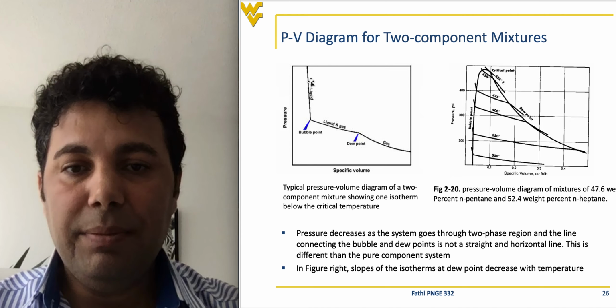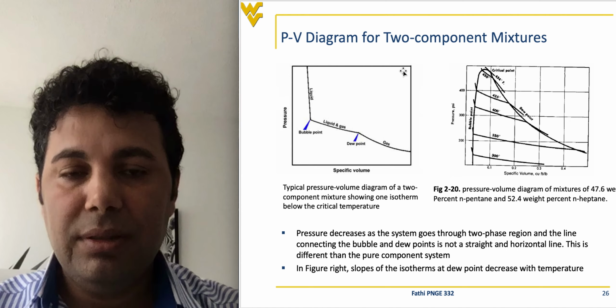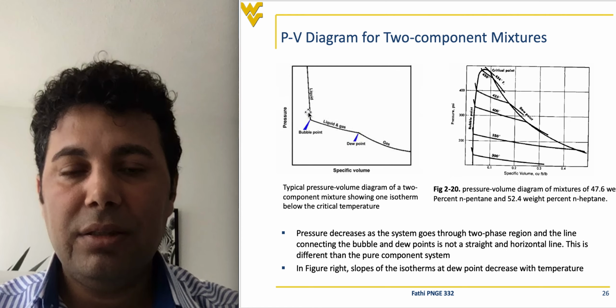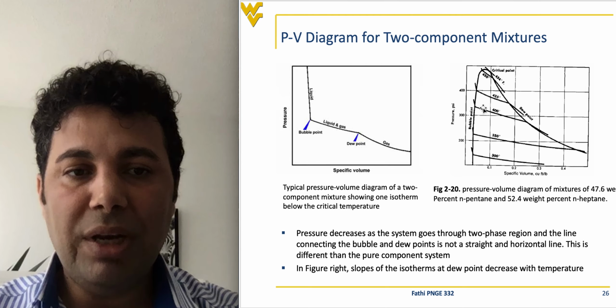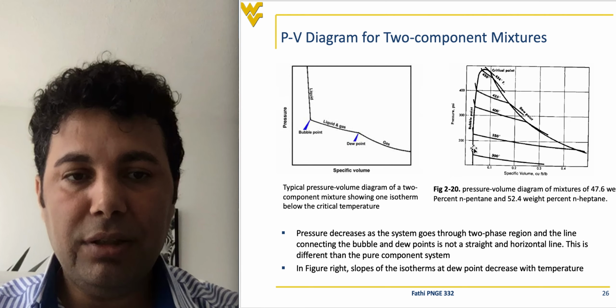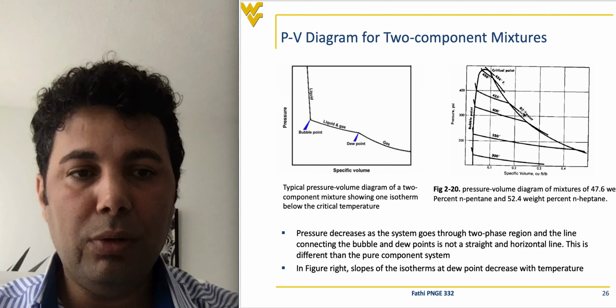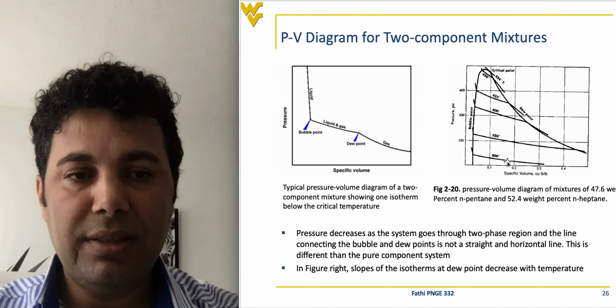So if we perform this experiment at different temperatures, we can have these pressure versus volume graphs at different temperatures, and then we can connect all the bubble points, we can connect all the dew points, and we can generate this phase envelope.